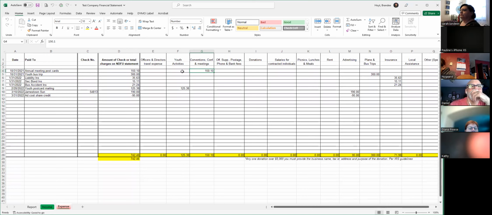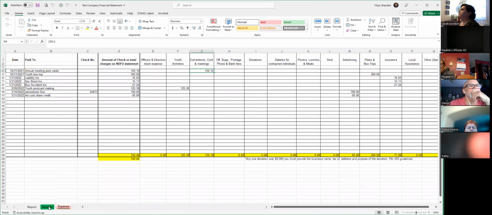If it was a youth event, you put it in your youth activities. That way, when you are reporting to your board, you can show them exactly what your youth activities were for the year, your conventions and meetings and such, and it would be all the expenses for the year, no matter what the event is. Because you might obviously have more than one event in that year.